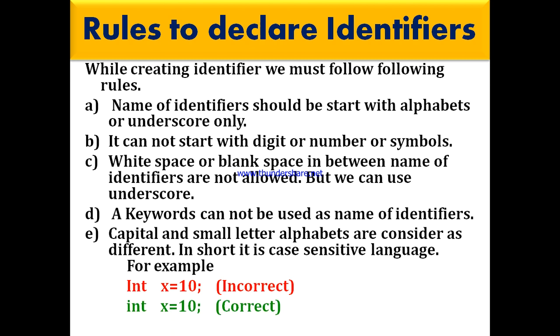Consider this example. We have written Int x = 10, which is incorrect. Why? Because while writing this keyword, I have written the I in capital letter. It is an incorrect method because all keywords are written in small letters. The correct method is int x = 10. So capital and small letters are considered different.